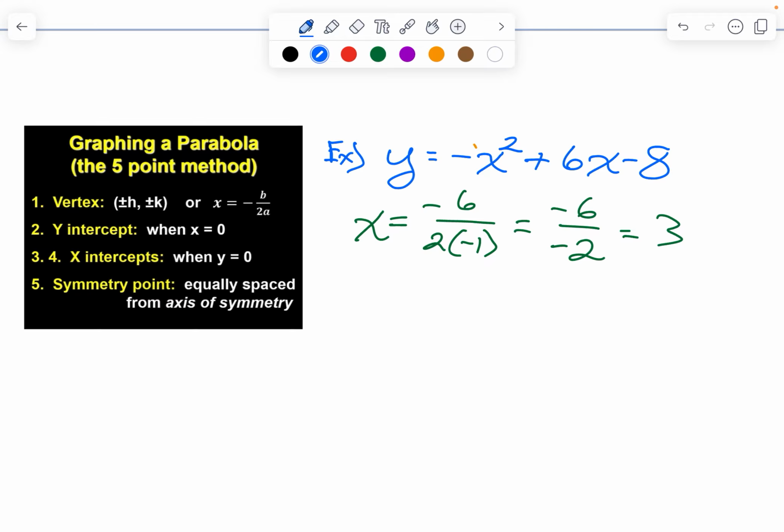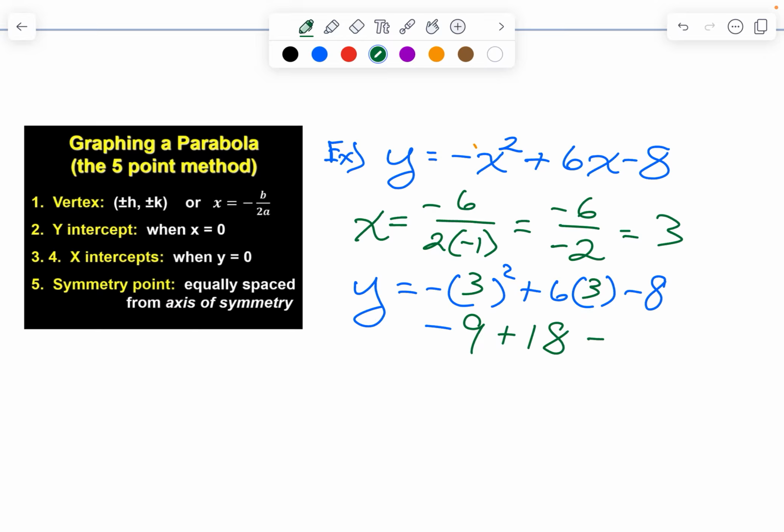You know, we need a y value, right? So your y value is going to come from plugging in 3. Okay, so if I plug in 3, yes, this would still be a no calculator experiment here. Make sure that you're squaring 3 first. That's going to give you 9. Then the negative sign comes along. Of course, I'm going to get plus 18 and then minus 8. So a little bit of -9 plus 18 minus 8, that should come out to be 1. All right, so I got a vertex at 3, 1.